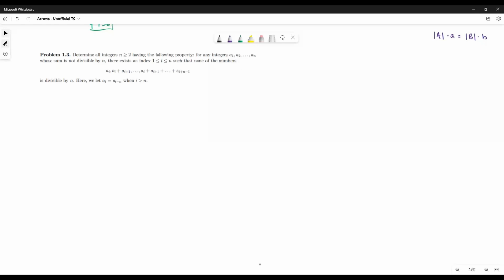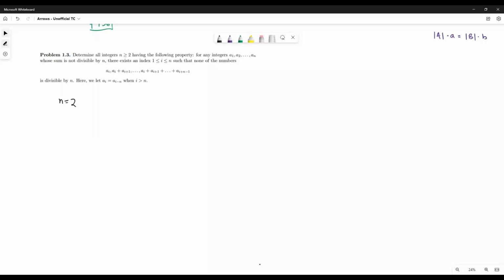I guess no integers work. Sorry, I couldn't hear what you said. So no integers work. Have you tried this for small values? Like after some kind of value, it just stops working. For n equals 2, I think it works.